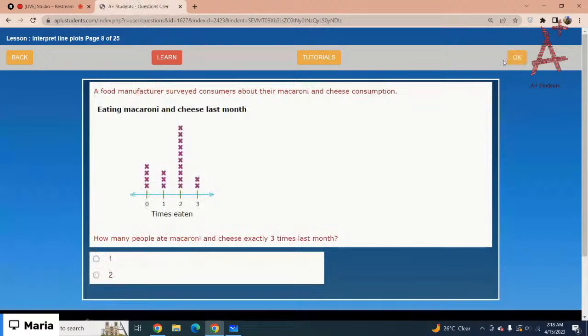Okay, a food manufacturer surveyed consumers about their macaroni and cheese consumption. How many people ate macaroni and cheese exactly 3 times last month? So, which is the correct option? You have to look for the frequency that is in front of 3. So it would be 2. That means just 2 people ate macaroni and cheese exactly 3 times. So the correct option is 2.